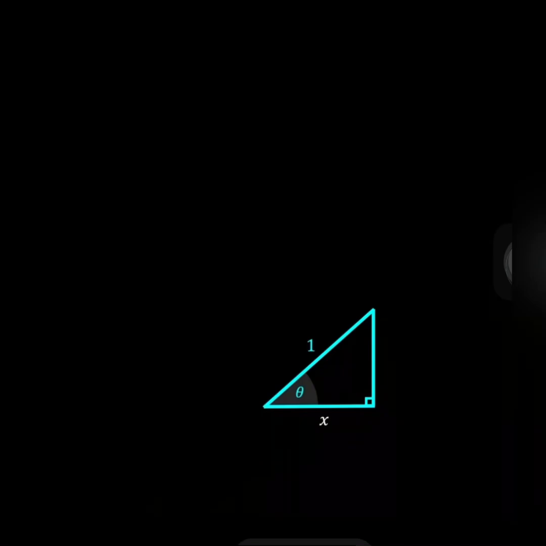To find the length of the adjacent side, we use cosine theta. Cosine theta equals the adjacent side divided by the hypotenuse. Since our hypotenuse is 1, the adjacent side is just cosine theta. Similarly, to find the opposite side, we use sine theta. Sine theta equals the opposite side divided by the hypotenuse. With a hypotenuse of 1, the opposite side becomes sine theta.